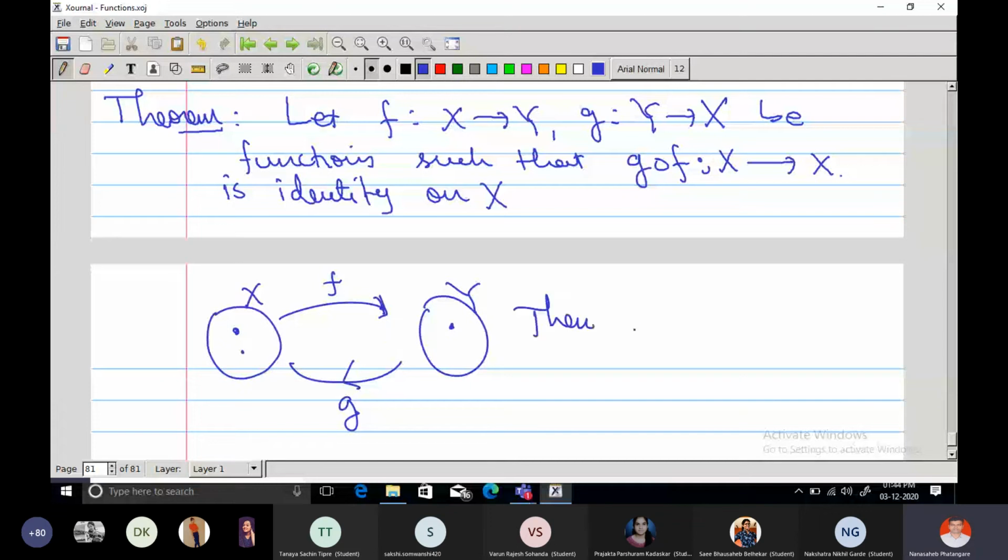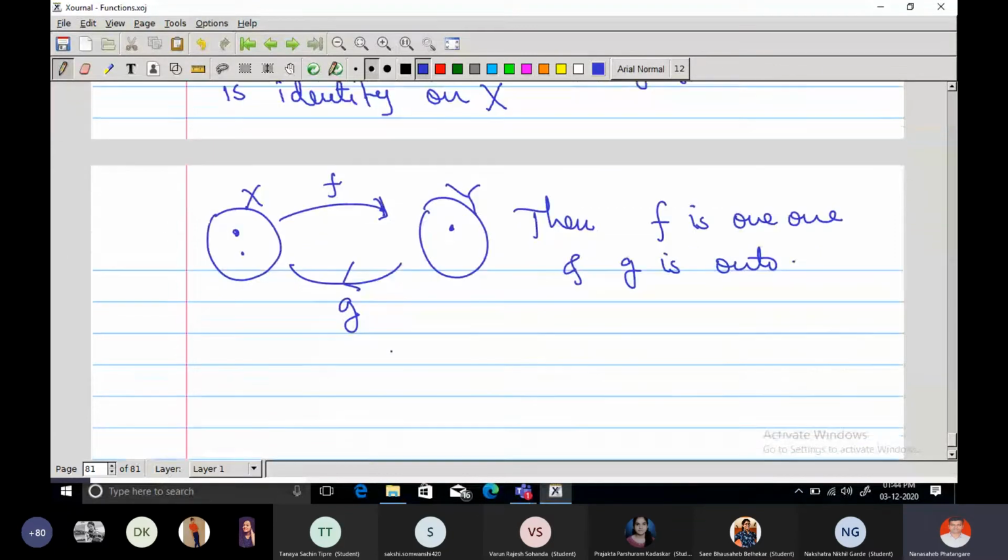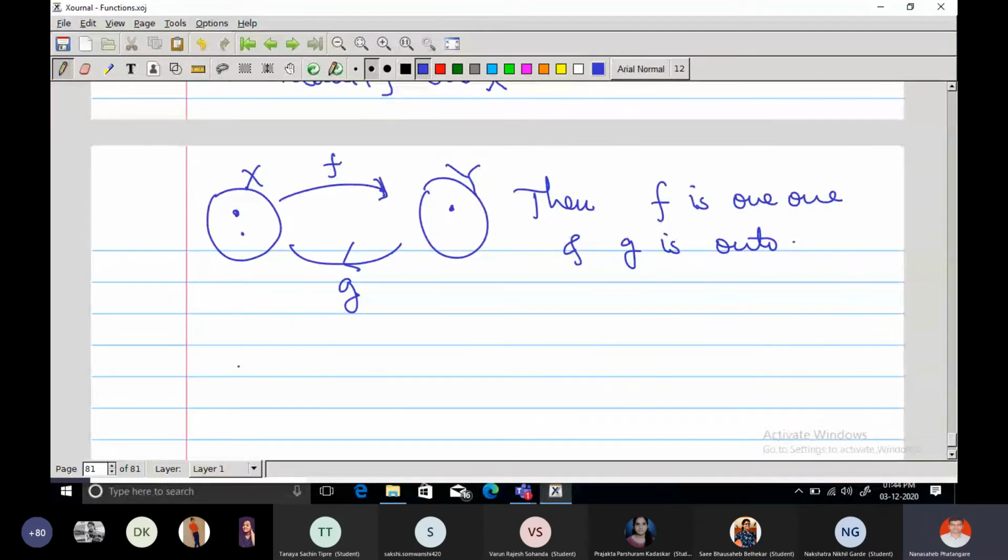Then f is 1-1 and g is onto, right? So if the composition is the identity function, then the first function is 1-1 and the second function is onto. This is true every time. The statement is clear. The statement of the theorem is clear.